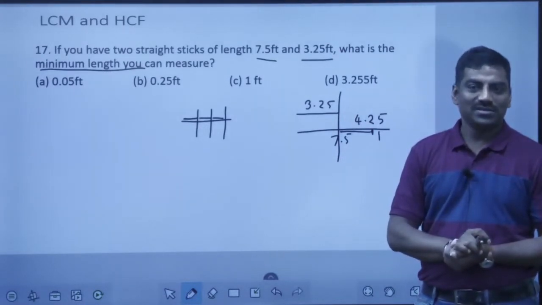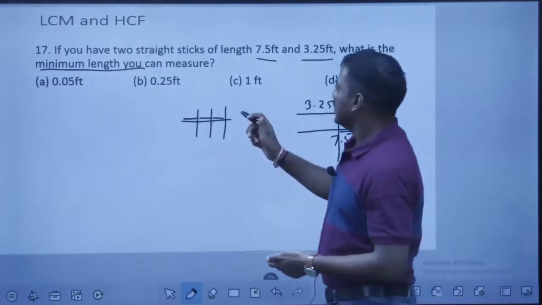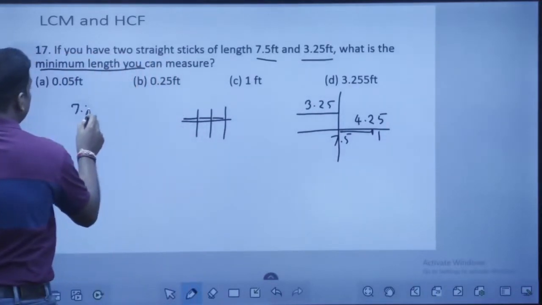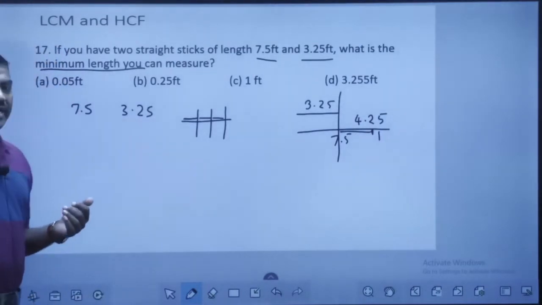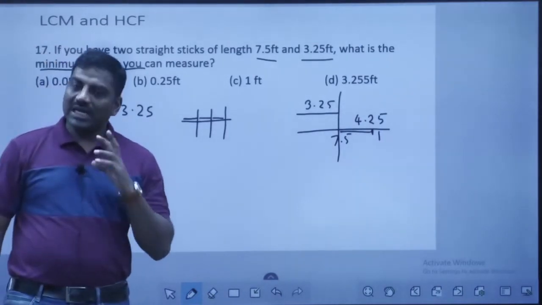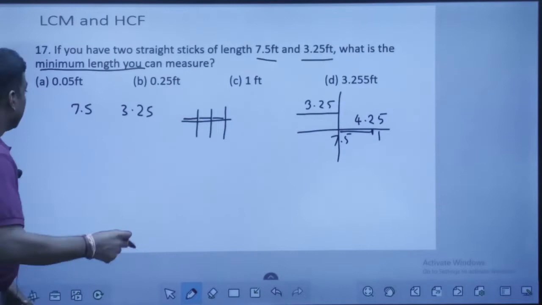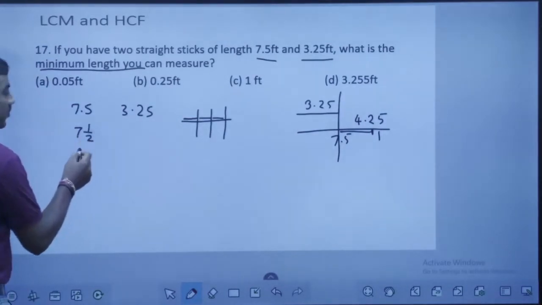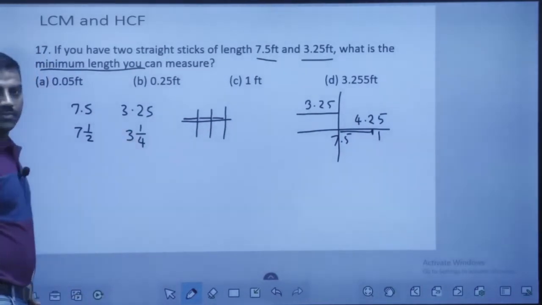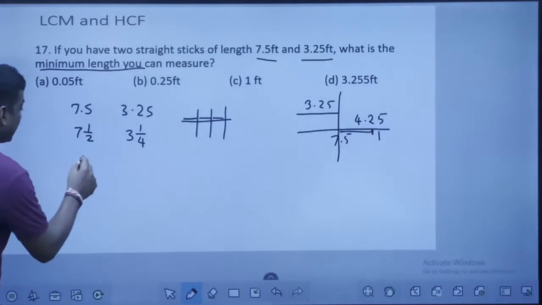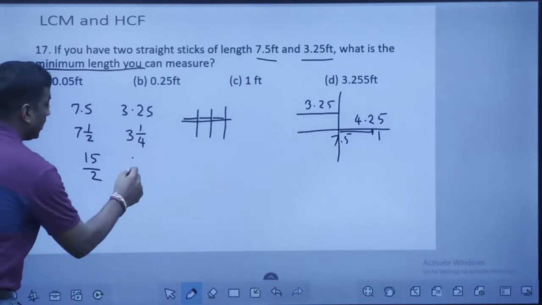This is the practical approach. But God has given us one tool, HCF. Find out the HCF of 7.5 and 3.25. One advice: no matter whether you are finding the LCM or HCF of decimals, convert them into fractions. Things will get easier. I'll show you. This 7.5 can be written as 7 and 1 by 2, and this 3.25 can be written as 3 and 1 by 4. Convert them into improper fractions: 15 by 2 and 13 by 4.